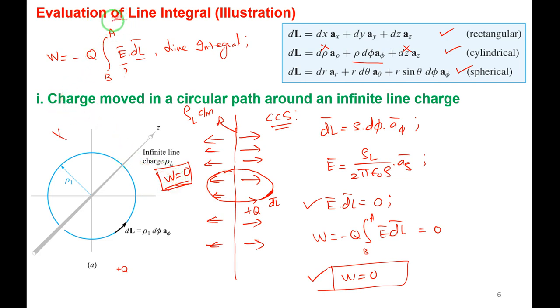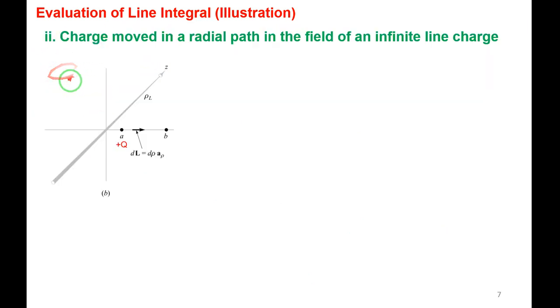Okay, the first illustration of the line integral for this case we have seen. We'll go for the second case and try to evaluate this line integral. So second case: here, the charge is moved in a radial path in the field of an infinite line charge. This diagram I will discard. I will draw here once again. What is the line charge density? Once again, it is an infinite line charge, rho L coulomb per meter. This is the infinite line charge. Earlier the charge was moved in the circular direction like this, right? But here it should be moved in the radial path.